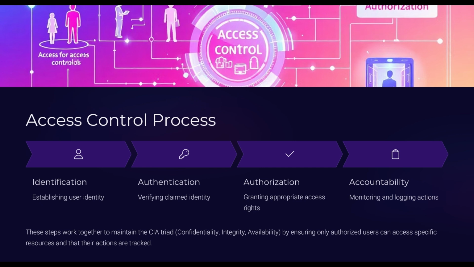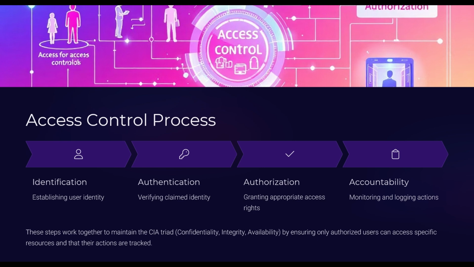The access control process represents the cornerstone of organizational security, consisting of 4 essential steps that work together to maintain the confidentiality, integrity, and availability of information assets. First is identification. This establishes who a user claims to be, typically through unique identifiers like usernames or employee IDs. Second, authentication verifies that claimed identity through various factors. Something you know, passwords, something you have, smart cards, or something you are, biometrics.